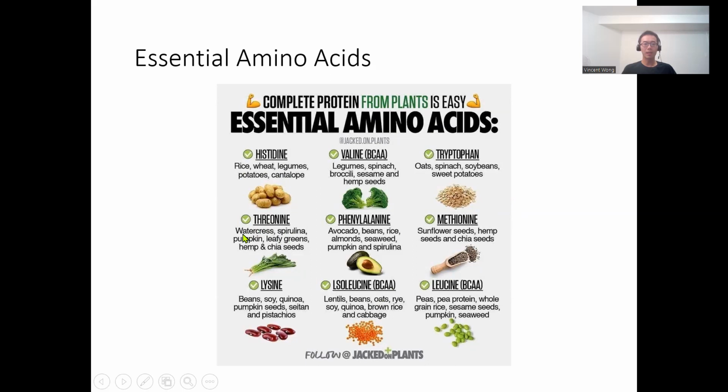Threonine, you can get them from like watercress. I don't even know what that is. Pumpkin, chia seed. Right? So different kinds of food may be richer in a particular kind of amino acid. But like I said, unless you're avoiding a lot of foods, generally speaking, a typical meal would give you good coverage of these essential amino acids.